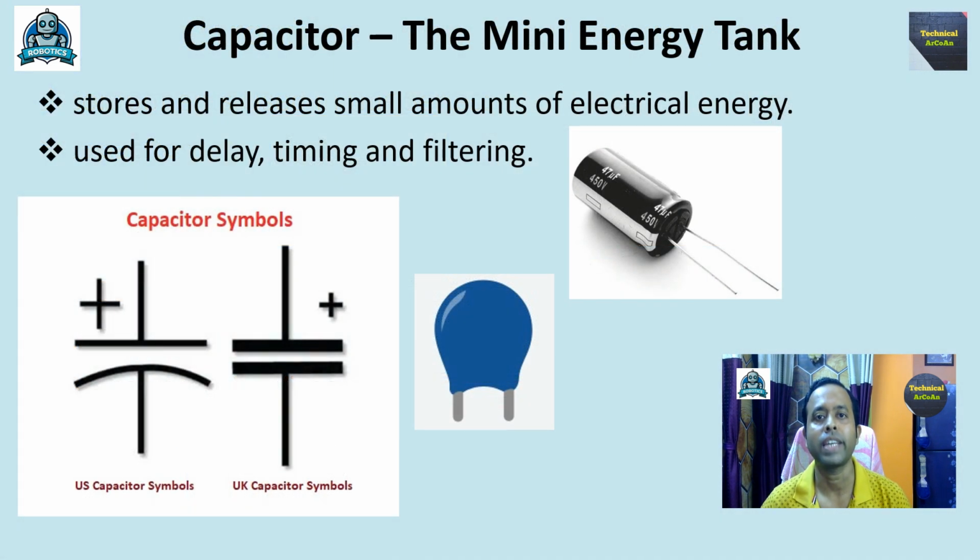Now we talk about, at first, the capacitor. The mini energy tank stores and releases a small amount of electrical energy or electrical charge, okay, used for delay, timing and filtering. So these are the capacitor symbols. This is the US capacitor symbol and this is the UK capacitor symbol. This is the actual physical image of the capacitor, and this is the image which is used in Tinkercad. I will show how to build electronic circuits using Tinkercad. So in Tinkercad, this symbol is used for the capacitor.